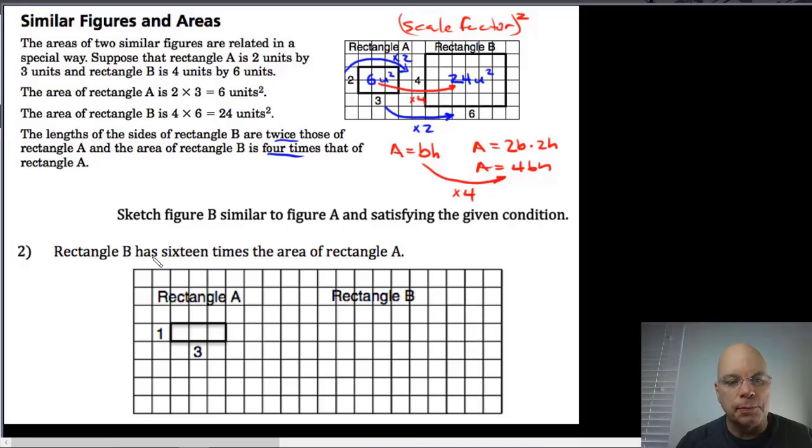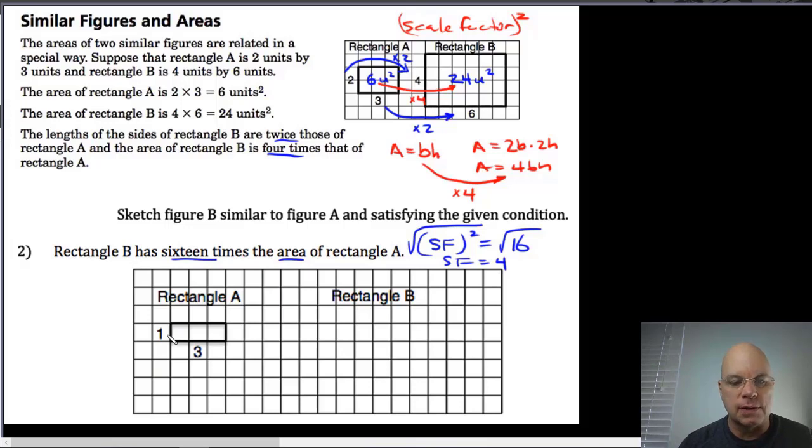Problem 2 says rectangle B has 16 times the area of rectangle A. And so we know the scale factor is being squared. So the scale factor, I'm just going to use SF for scale factor, squared equals 16. If we want to know the scale factor for the rectangles, we can take the square root and find the scale factor is equal to 4.